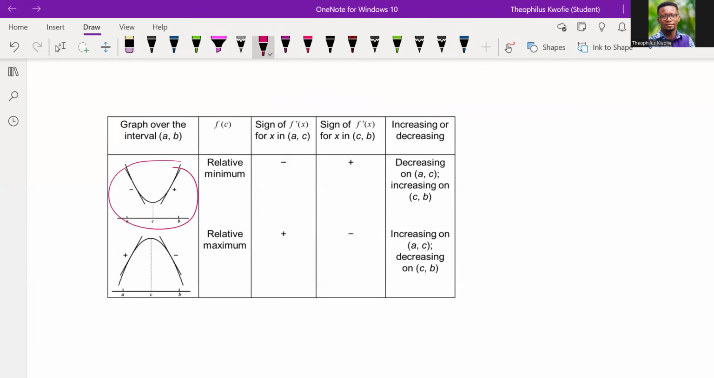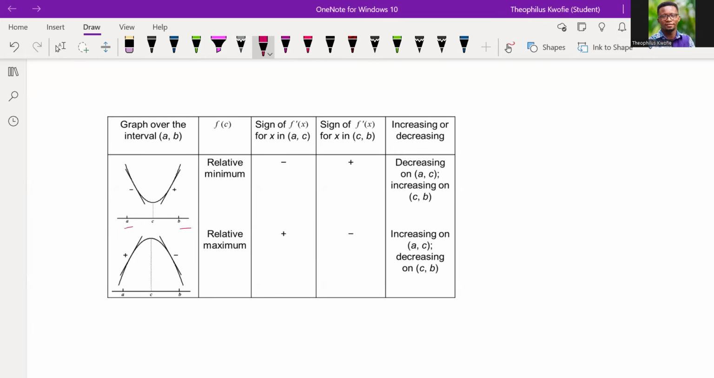When we look at the first graph, we see that this graph is given within an interval. The graph of this function is within an interval, which is a and b, and in between them we have c, and the c at this point is what we are referring to as our critical value.